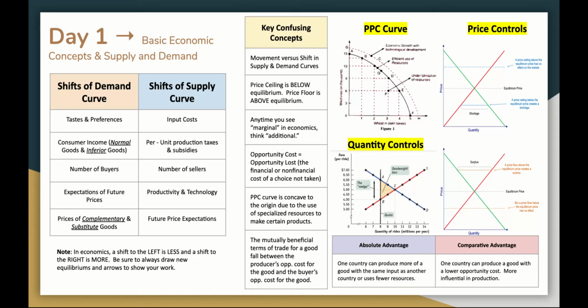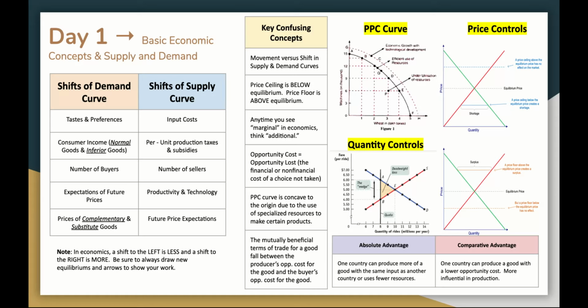Okay. Shifts in the supply curve. This is a little bit harder for kids to grasp, but when you're talking about shifts in the supply curve, you are talking about the producer's perspective. So you're talking about input costs. When labor becomes more expensive, supply decreases. When raw materials become more expensive, supply decreases. So that sort of thing.